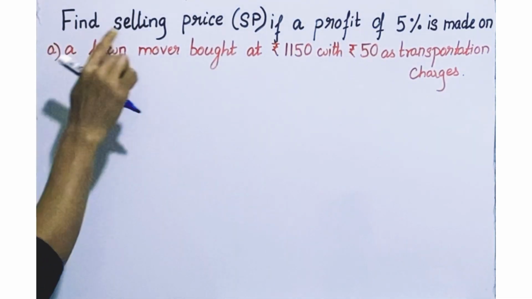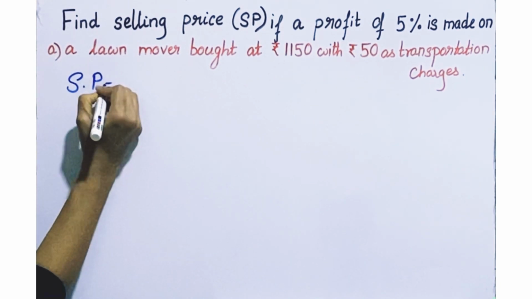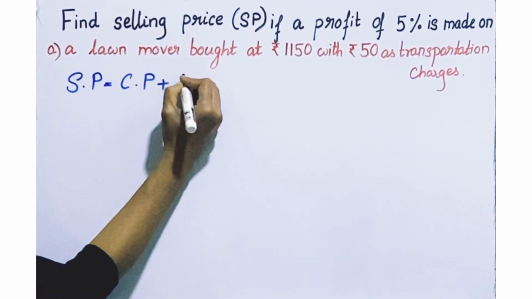How to find selling price? To find the selling price, find the cost price and then the profit.